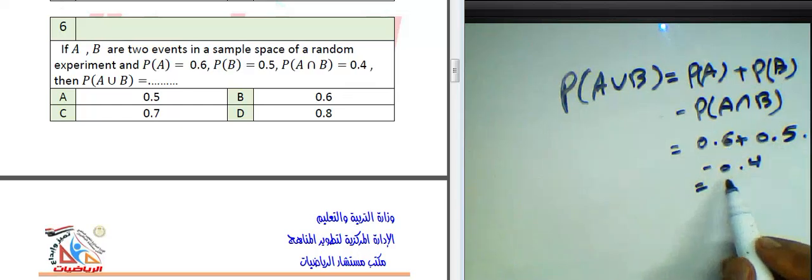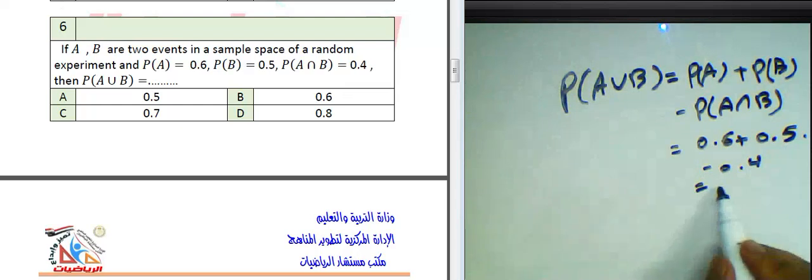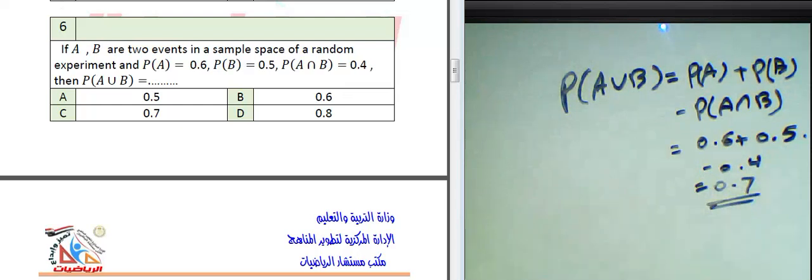1.1 subtract 0.4, it will be what? 0.7. Okay, the result will be 0.7. Choose letter C.